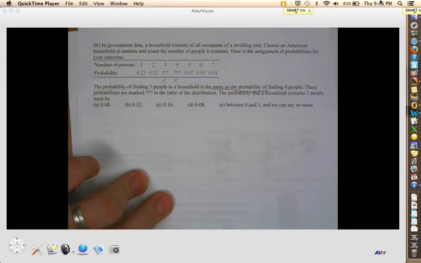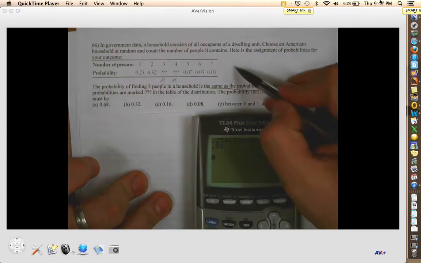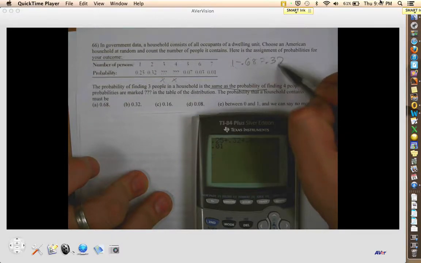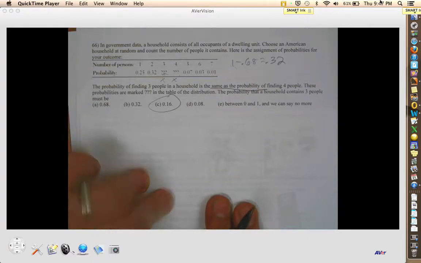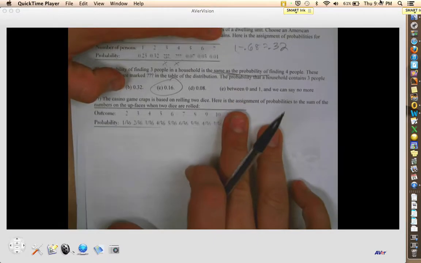So if we add up all the ones that are there, 0.25 plus 0.32 plus 0.11, 0.03 plus 0.01, it is 0.68. 1 minus 0.68 leaves us 0.32. And since they are the same, we can cut that in half to get 16%. Had they not told us that it was the same for both, then we'd be a little bit stuck.